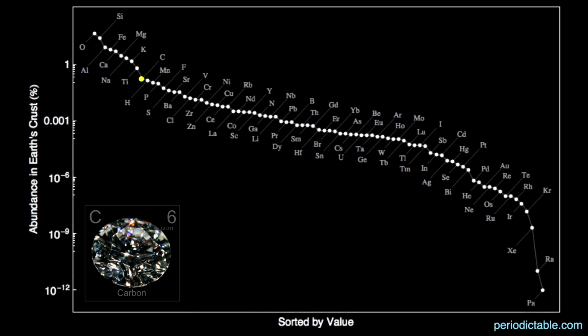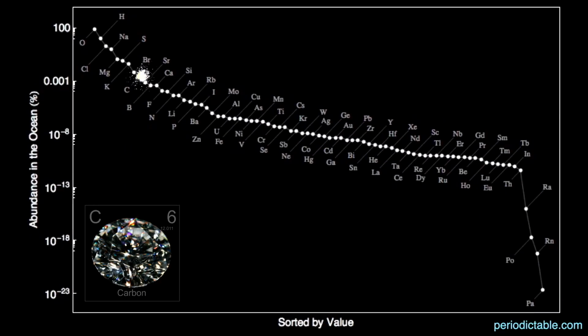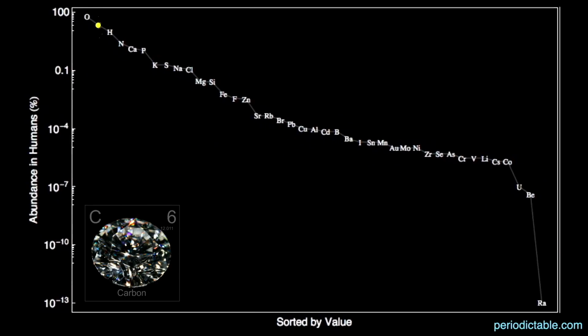It's 0.18% of the crust of the Earth, that's 1 in 550 atoms, the 10th most abundant. Carbon is the 9th most abundant element in the oceans, at about 1 out of every 36,000 atoms, only 0.0028%, but that's still a lot compared to other elements. And lastly, and maybe not surprisingly, being a carbon-based life form, carbon is the second most abundant element in us, making up 23% of our body's mass.